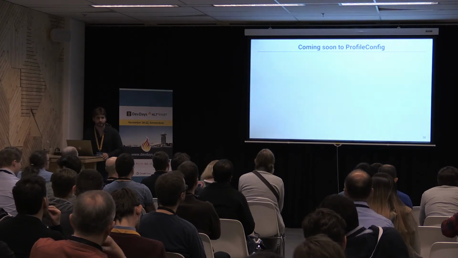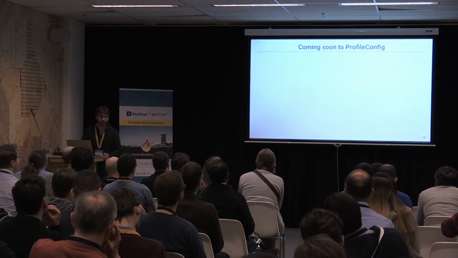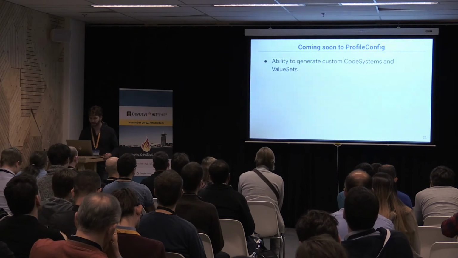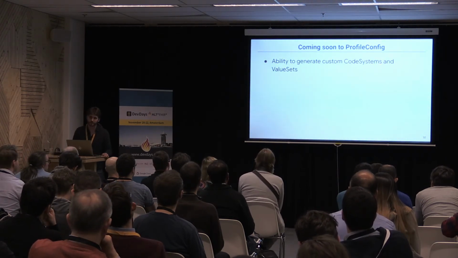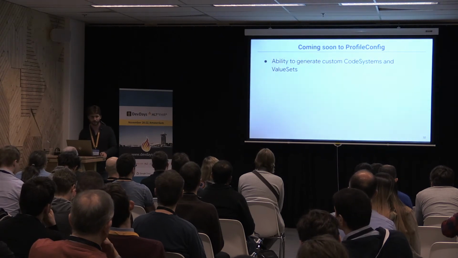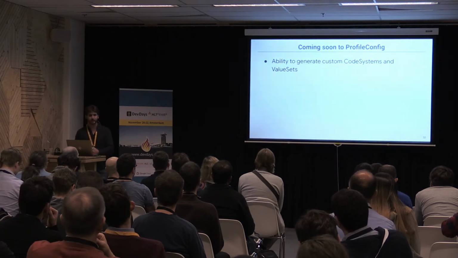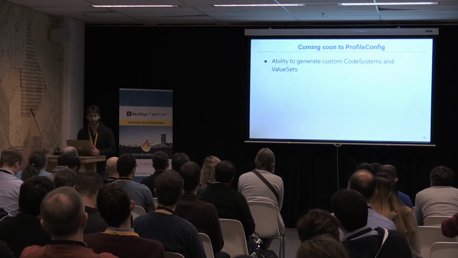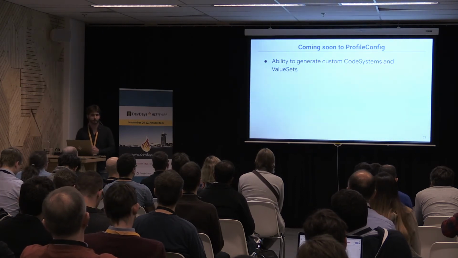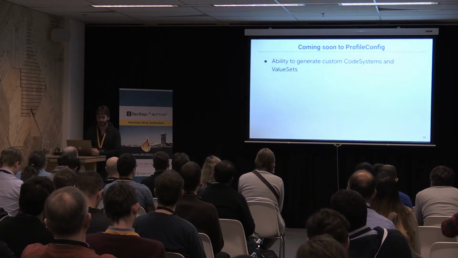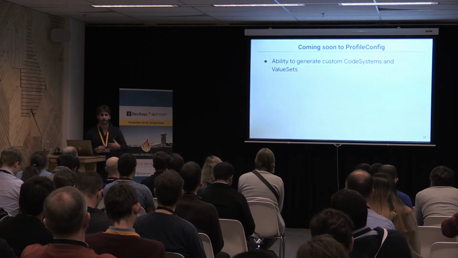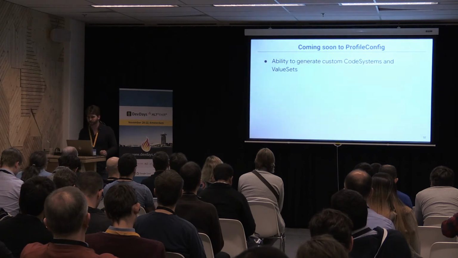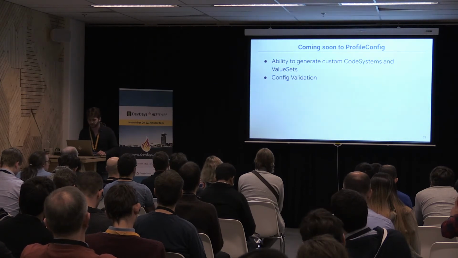So coming soon to profile config, we have a lot of things coming down the pipe that we're excited about. We want to be able to generate custom code systems and value sets. This is a big one, and we know it's something we're missing. This is the last thing we need in order to say that you can generate a full implementation guide with our platform. In a similar way that you can generate profiles with the bare minimum number of lines, we want to do the same for code systems and value sets.